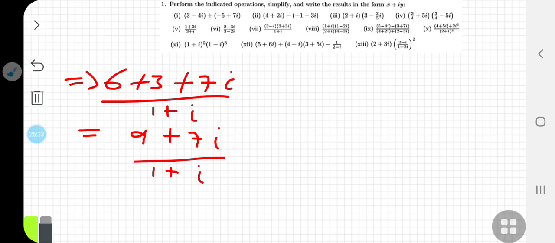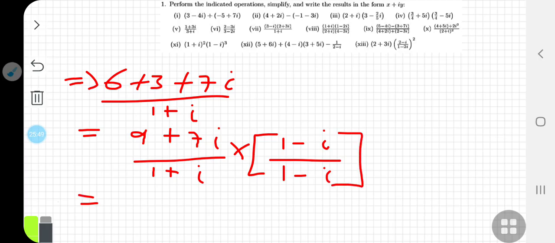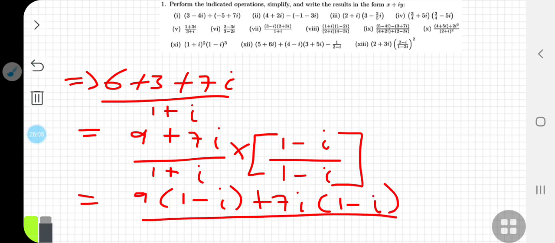So I'm not yet done, because now I've reached a state of what? Division. Where now I'll just multiply with its conjugate, which is 1 minus i over 1 minus i. And I'm going to do the same thing. I'm going to have 9 multiply with 1 minus i, and plus 7i, which is also going to multiply with 1 minus i, over just going to have 1 squared, which is just 1, and minus i squared.